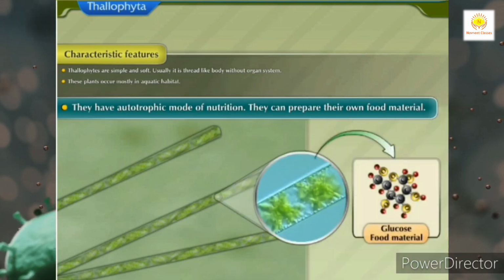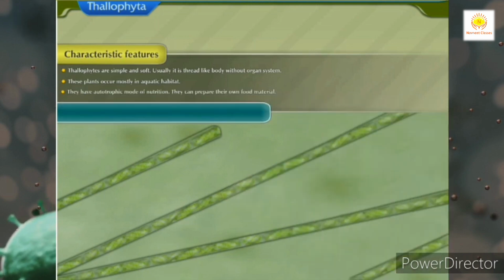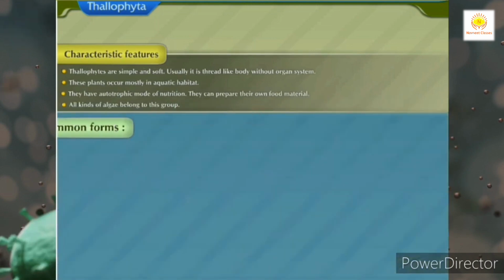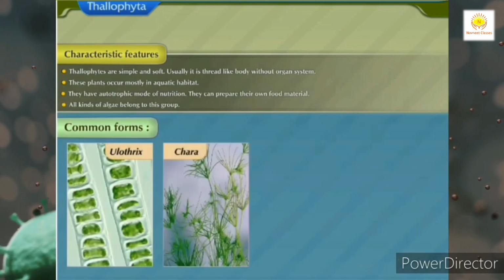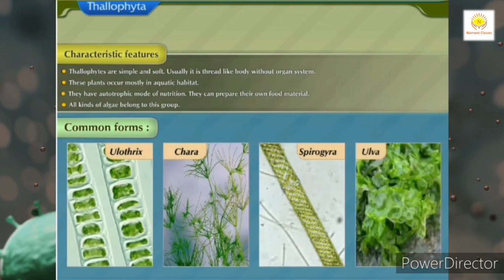They can prepare their own food material. All kinds of algae belong to this group. The common forms are Ulothrix, Chara, Spirogyra, Ulva, etc.